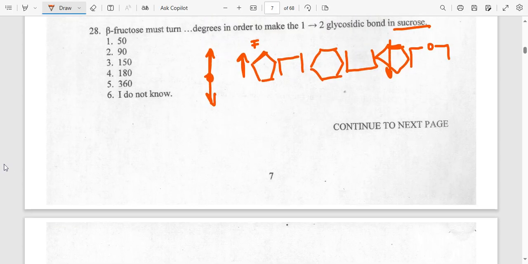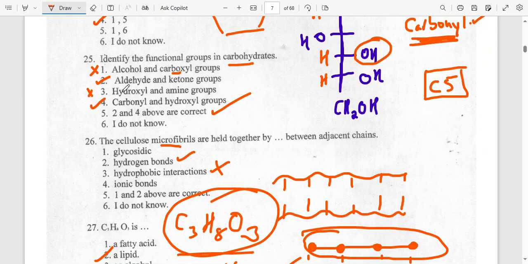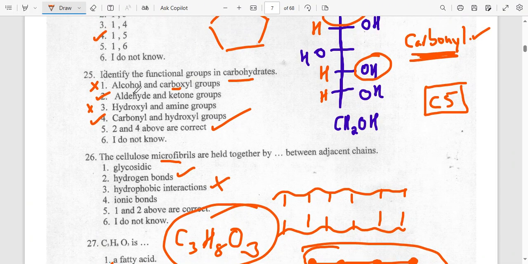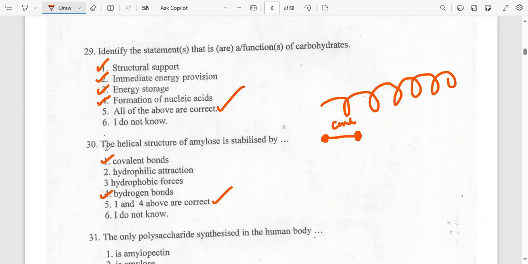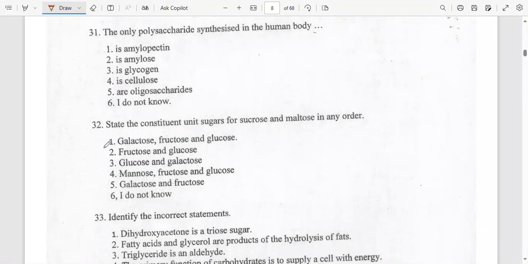That is going to be the same with this question that I mentioned here. If they also wanted us to mention the bonds which are inside the molecule itself, we can pick 5 as the best option. But the microfibril is going to be held by hydrogen bonds.